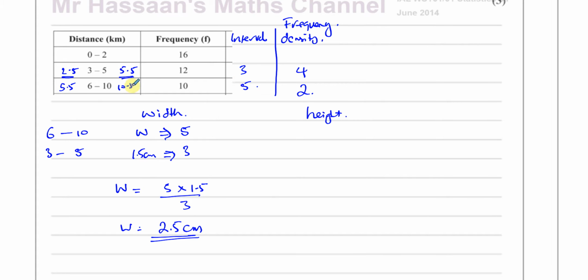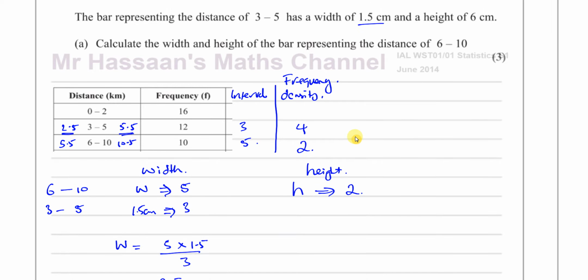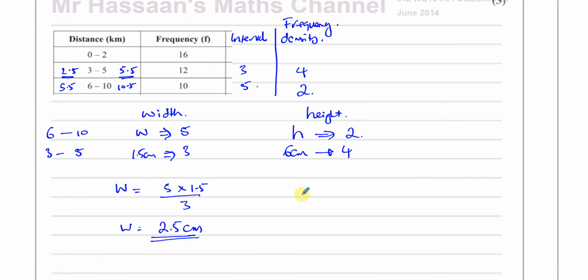So for the 6 to 10 bar, which we have to find, the height of the bar is going to have to represent a frequency density of 2. And we're told that the 3 to 5 bar is 6 centimeters, which represents a frequency density of 4 units. So we want to find how many centimeters represents 2 units of frequency density, if 6 centimeters represents 4 units of frequency density. So we can just cross multiply here.